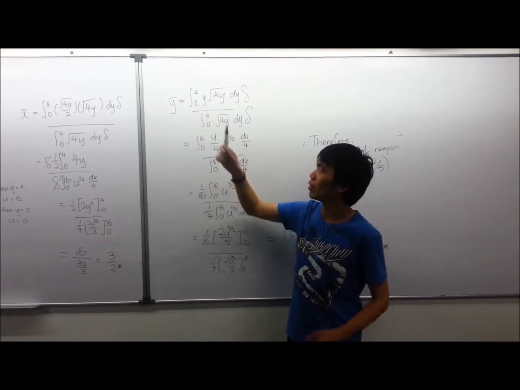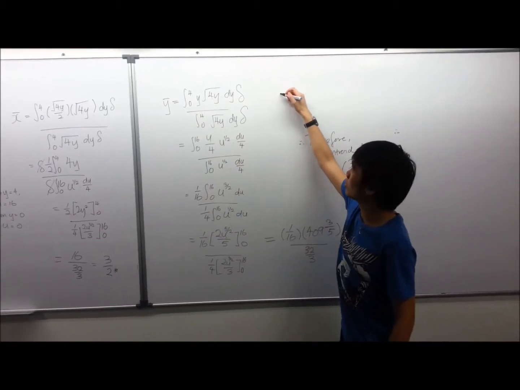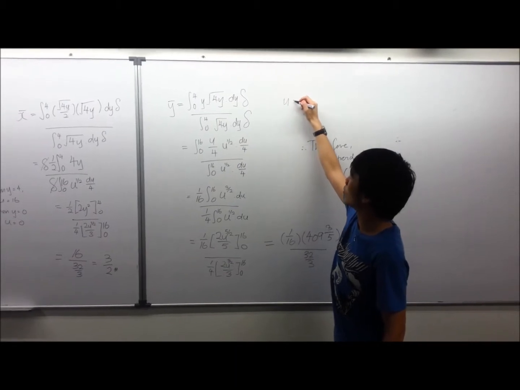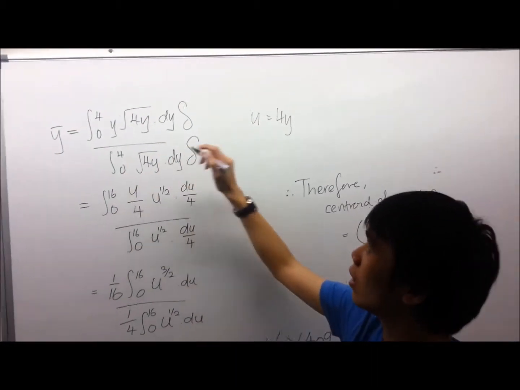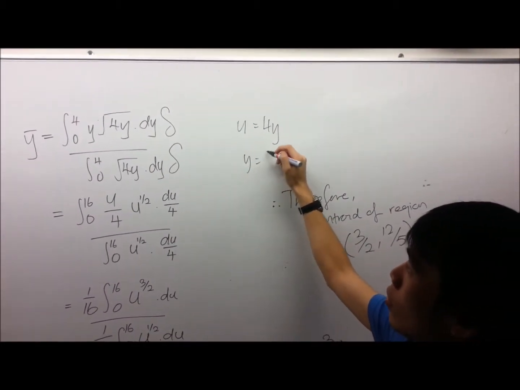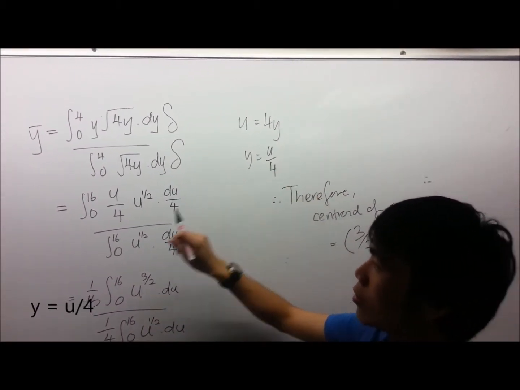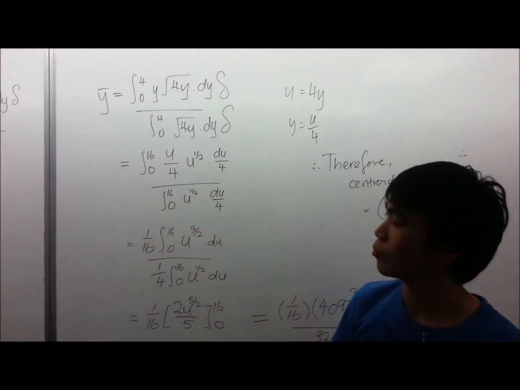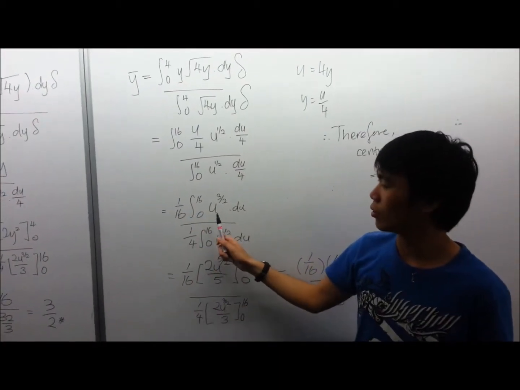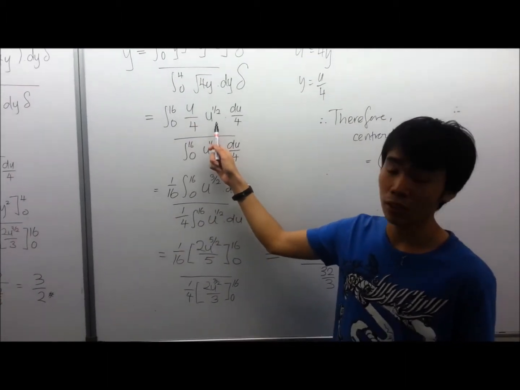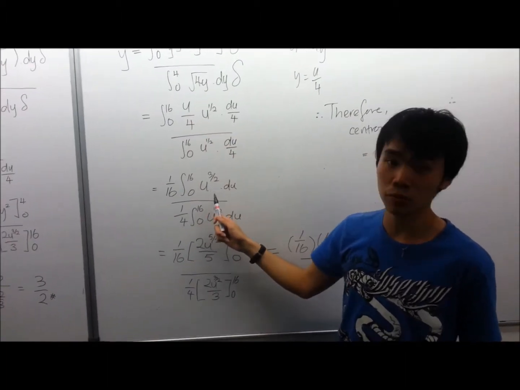But how about the y here? Previously our equation was u equals 4y. So in that case, y equals u over 4. So that's how you get u over 4. With that, you take out the constants here, 1 over 16, and then you multiply u and u to the power of half, you get u to the power of 3 over 2.